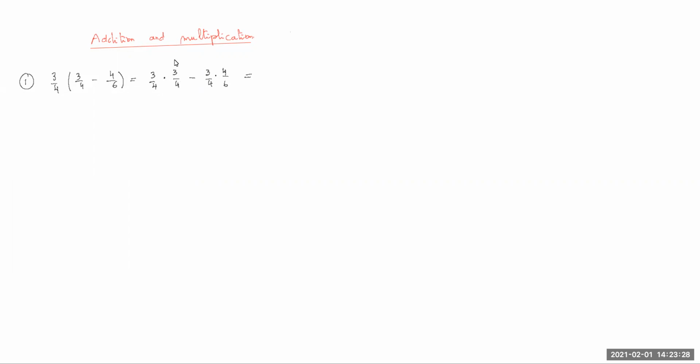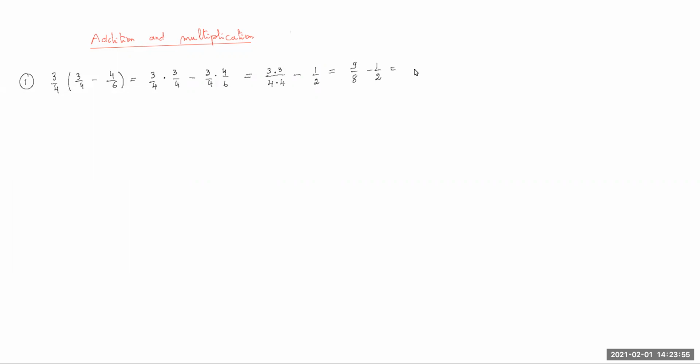So here for the first factor, with fractions, we multiply numerator with numerator, denominator with denominator. Minus, here I see that I can simplify the 4 by 4, and 3 and 6. 6 is 2 times 3, so I can simplify and get 1 over 2. So finally, I have 9 over 8 minus 1 over 2.